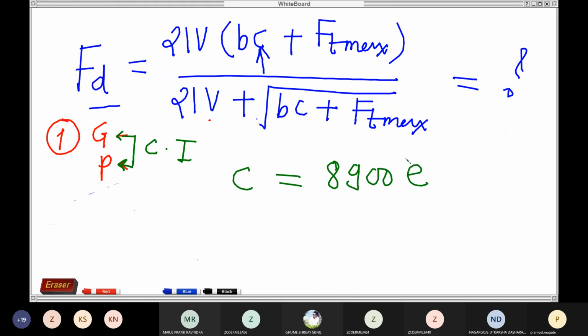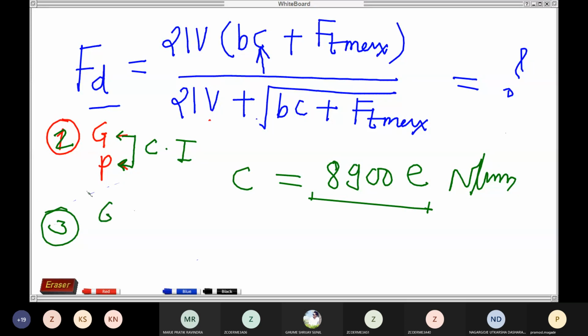For steel it is 11,500, and for cast iron 8,900 times error Newton per mm. Newton per mm. This is very important. There is no need to memorize this; when we solve examples it becomes automatically clear. Don't worry. These values are defined by that scientist and we have to use them as they are. This is the condition for cast iron. Second condition, correct.